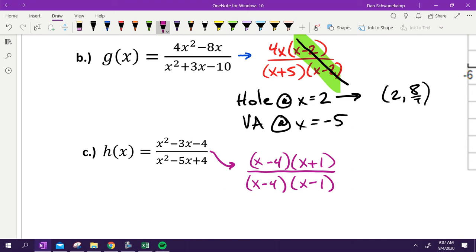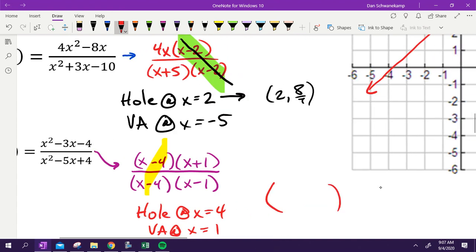Once we factored it, Eli, we're looking for a hole. Where am I going to have a hole here? At 4. I'm going to have a hole at x is equal to 4. What about a vertical asymptote here? Vertical asymptote at x is equal to 1.